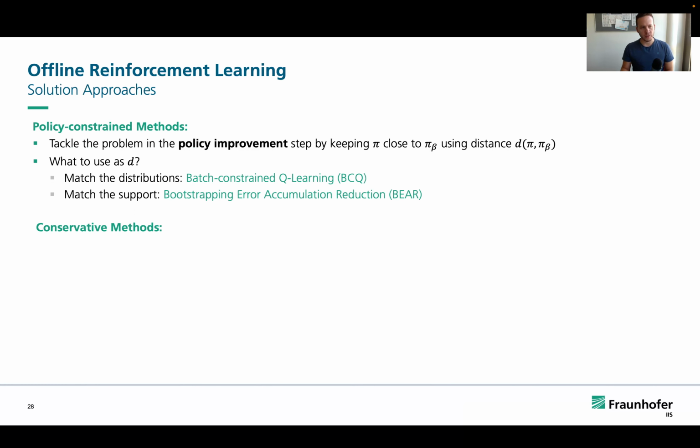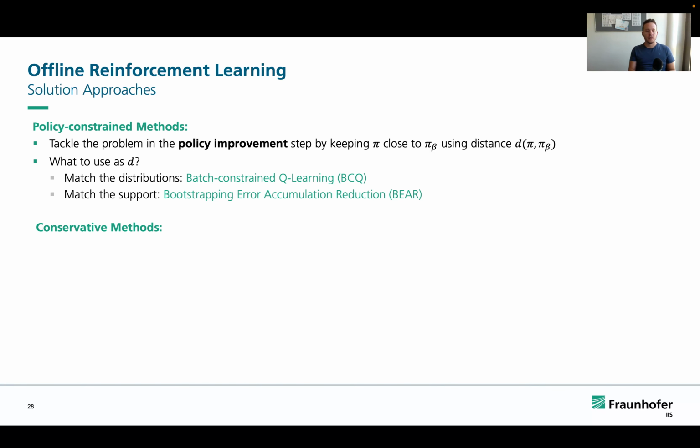In policy constraint methods, we tackle the problem that we have seen in the previous video within the policy improvement step. In other words, we want to keep our policy pi close to our policy pi beta, the behavior policy that is actually used to collect all the data. For that, we use a distance function over pi and pi beta. And the main problem is, what can we actually use as a distance function for those two policies?